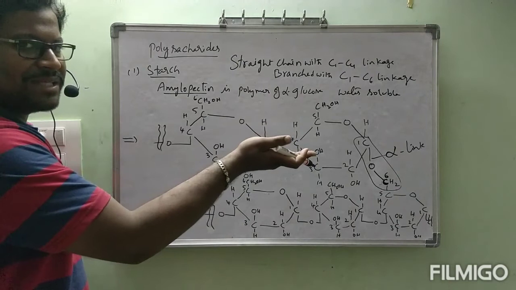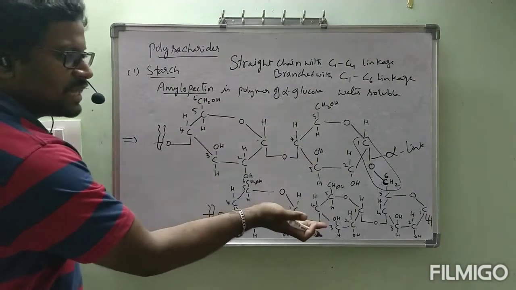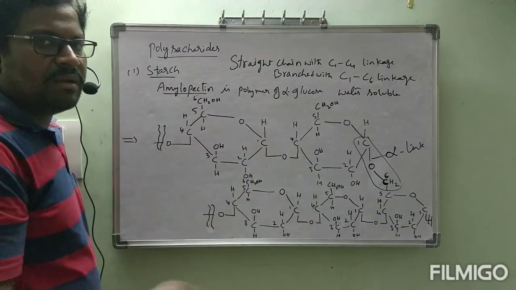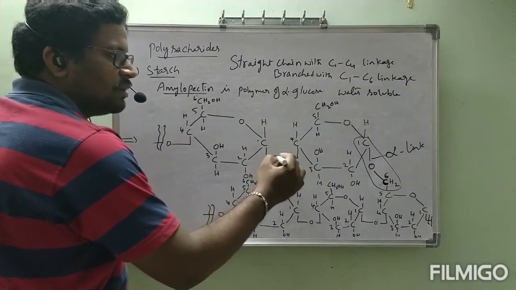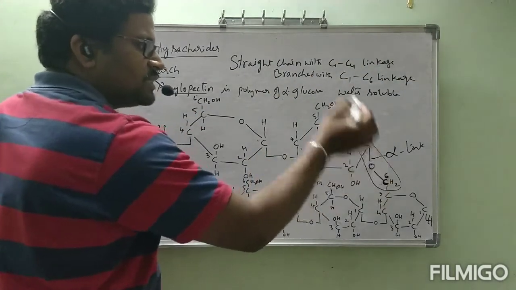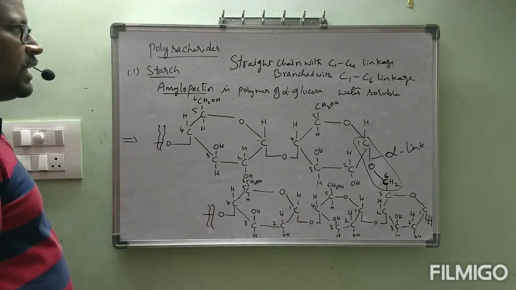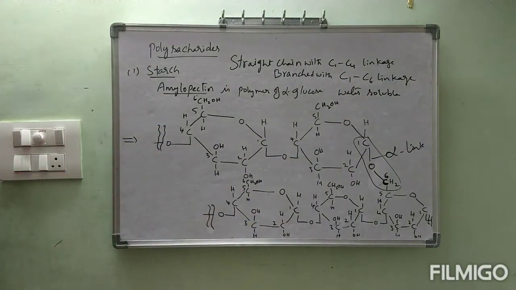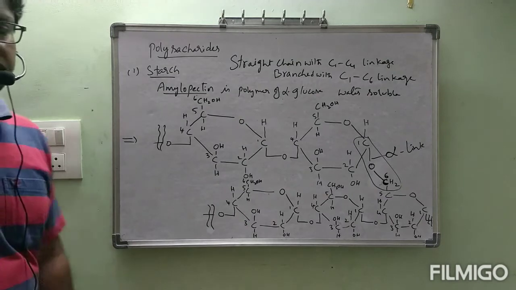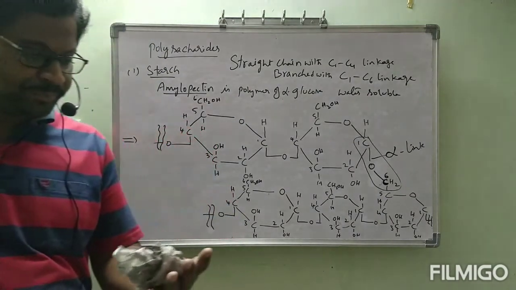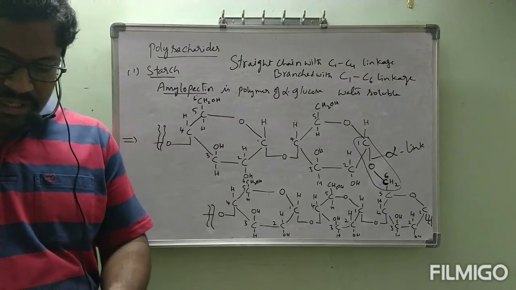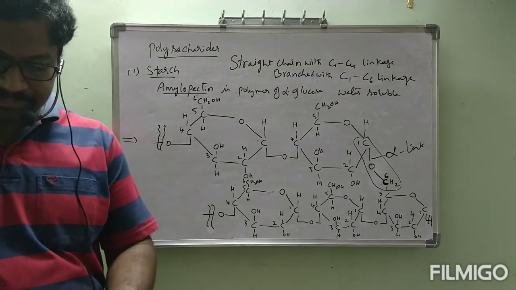Why is it a branched chain? This is one chain and this is another chain. The linkage between them is called a branched chain. This is the straight chain, C1 C4 glycosidic linkage. This is C1 C6 glycosidic linkage. Okay, this is about the two components of starch. What are the two components present in starch? Amylose and amylopectin. If you are very clear about this, next we will go to cellulose.